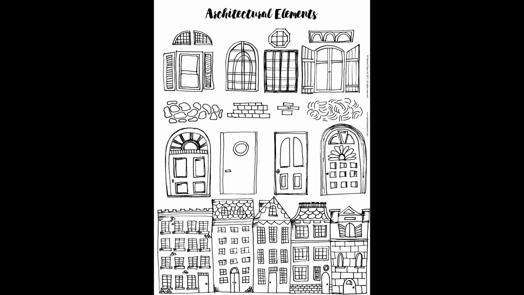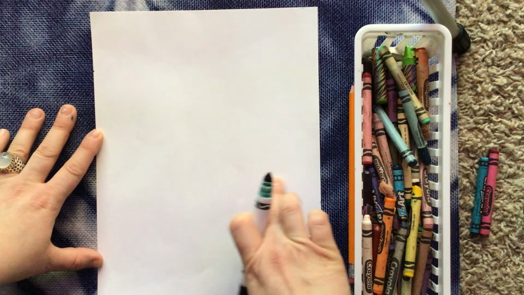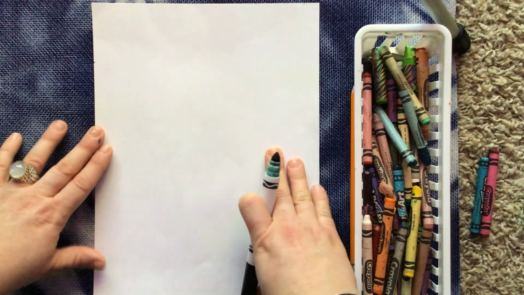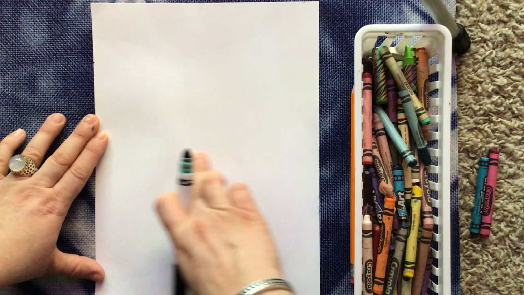Now you guys can have up your Canvas page to look at the architecture elements if you'd like. Now, you really get to decide how much detail you want on these. So I'm going to have you start by drawing at least 5 or more building shapes at the bottom of your paper. So your paper should be portrait style, up and down. And we're going to focus here on the bottom.